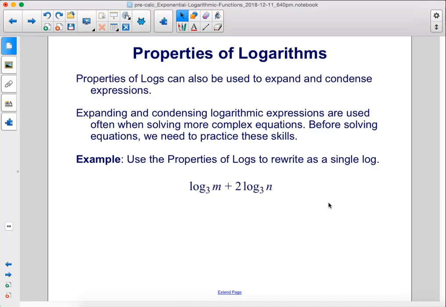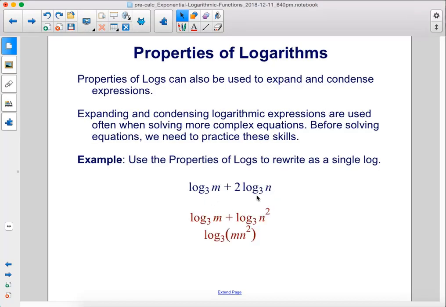Properties of logs can also be used to expand and condense expressions. Expanding and condensing logarithmic expressions are used often when solving more complex equations. Before solving equations, we need to practice these skills. For example, use the properties of logs to rewrite as a single log.